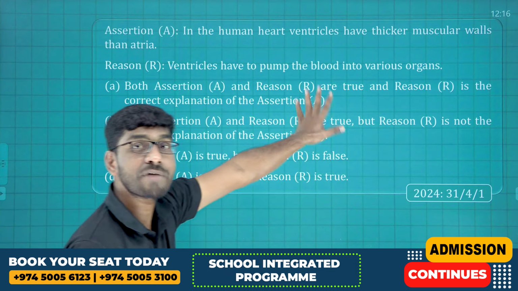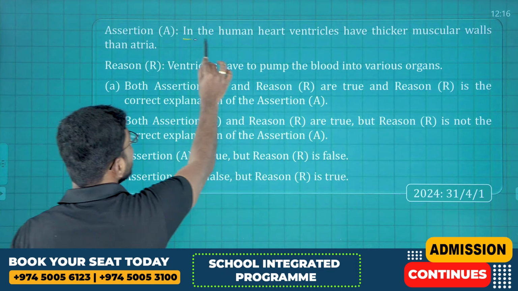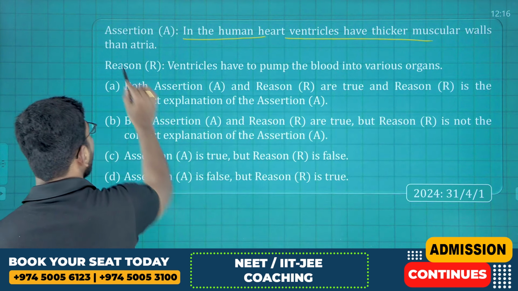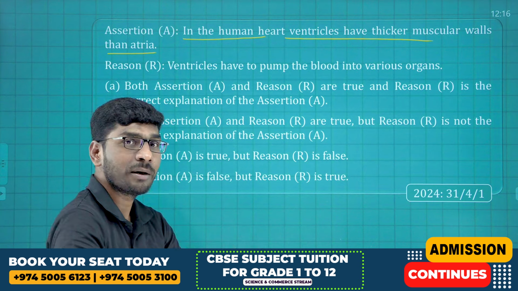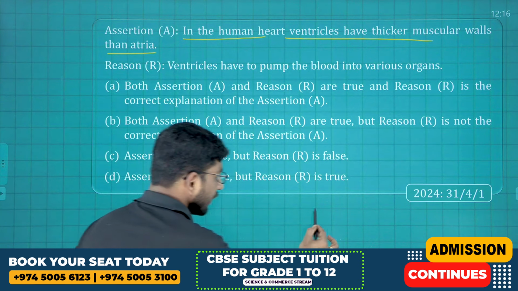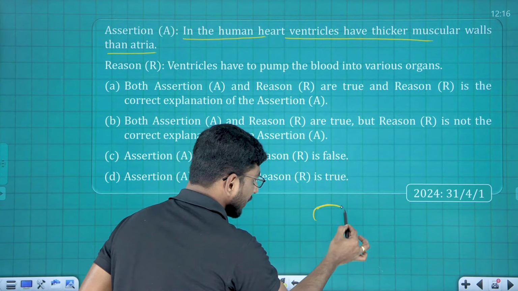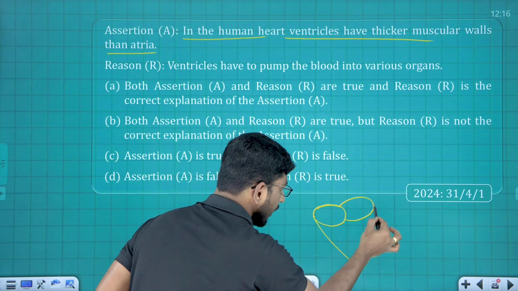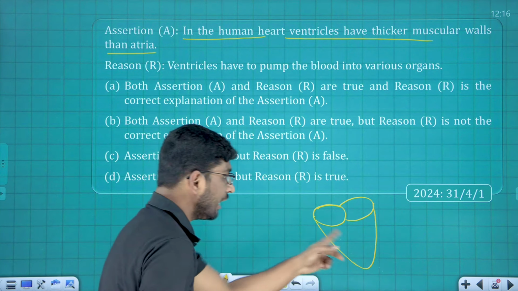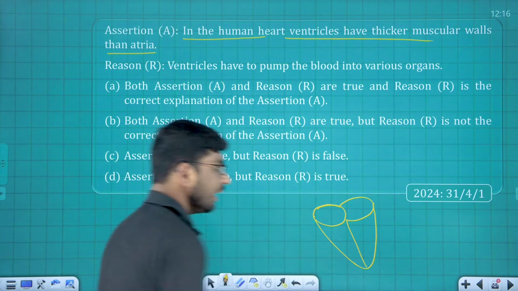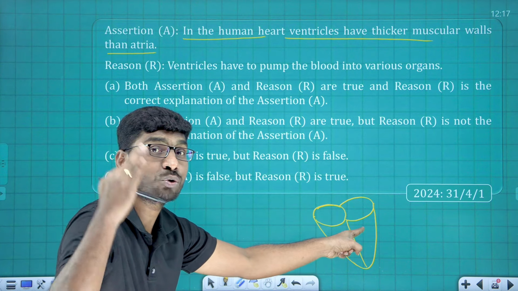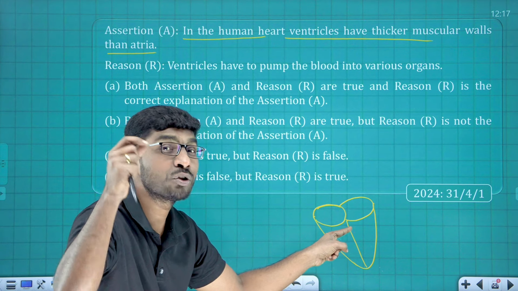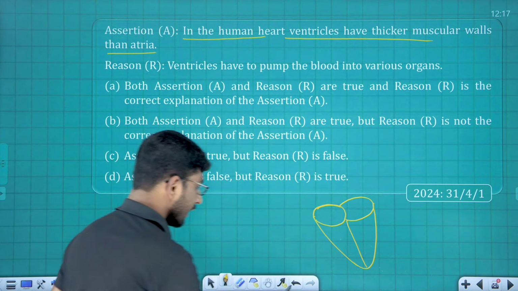2024 assertion and reason from the circulatory system. In the human heart, ventricles have a thicker muscular wall than atria. If I draw the diagram, this is the auricle. The upper chambers are called auricles. The lower chambers are known as what? Tell me, ventricles. We know the left ventricle walls are 3 times thicker than the right. Yes or no?